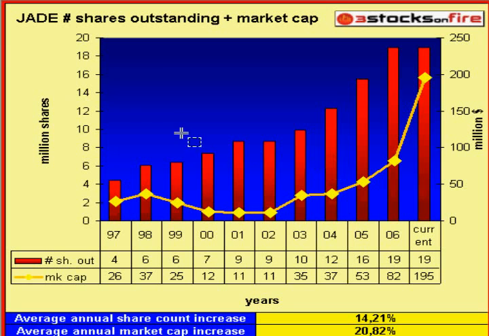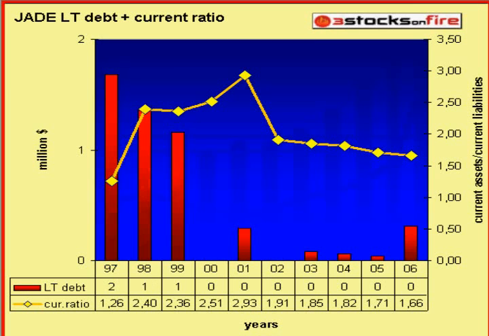Now a bit of fundamental analysis. This is the number of shares outstanding plus market cap since 1997, and you can see the company has a bad habit of diluting shareholders' value. This is the share count rising every year. In fact, at a 14% average annual rate, and the market cap increased about 21% over this almost 10 years time span. So this reveals the tendency for diluting shareholders' value, which is a negative.